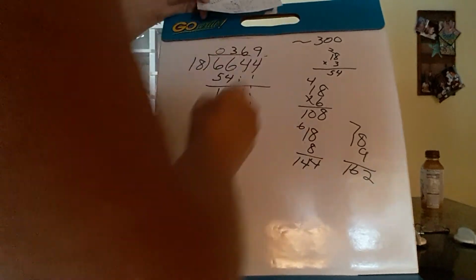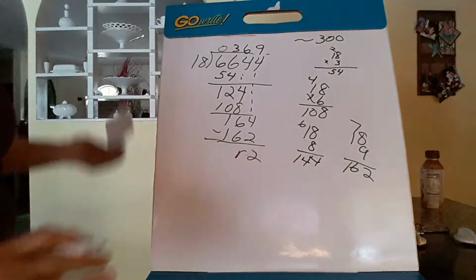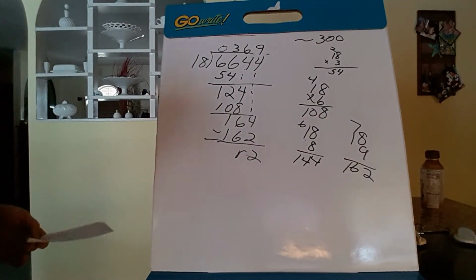So we have to change this because we had an 8 there and that wasn't large enough. So it's 369, and then 18 times 9 is actually 162. We subtract that, and we have a remainder of 2. We're not done. I want you to check your work.